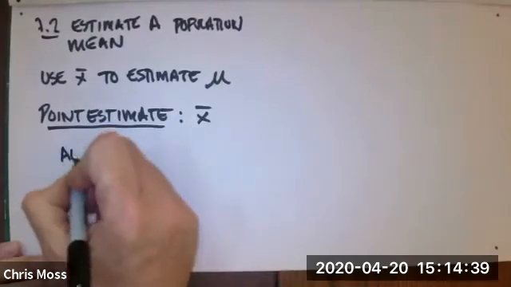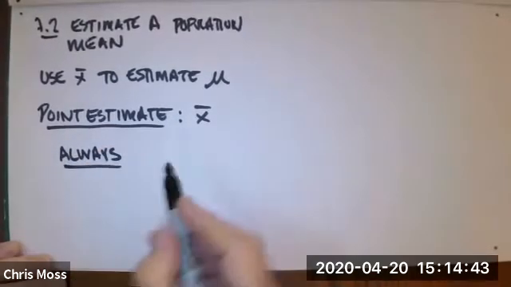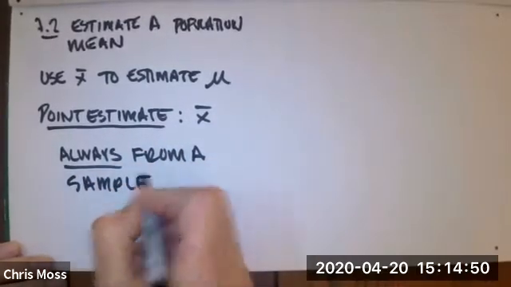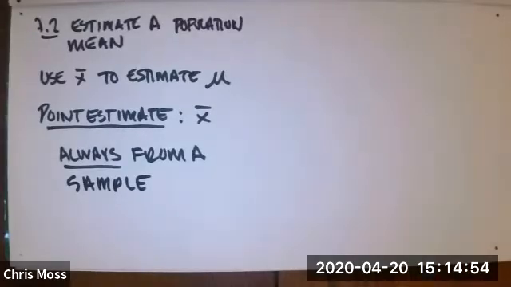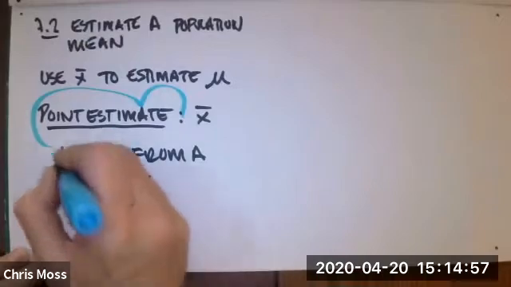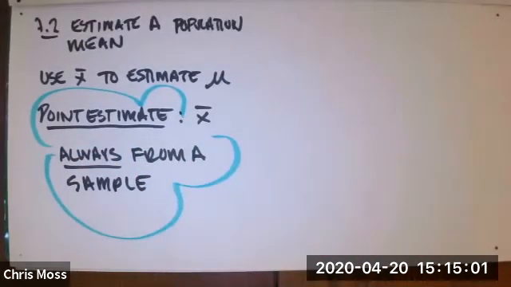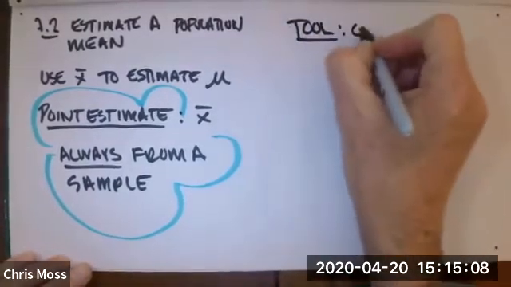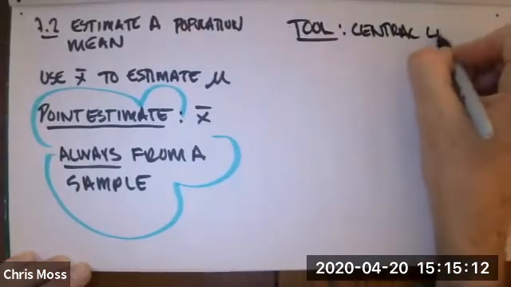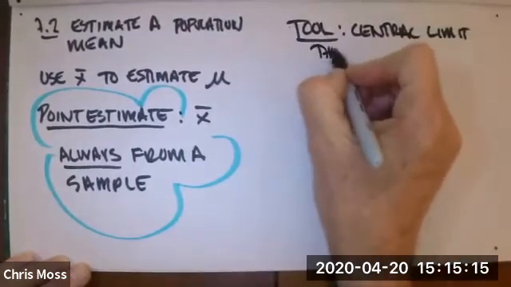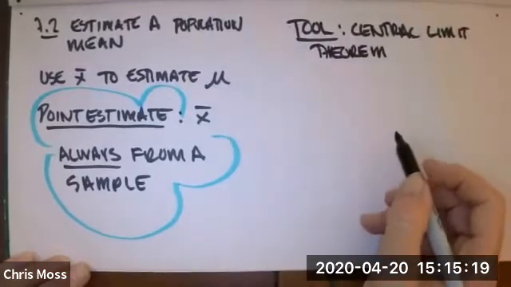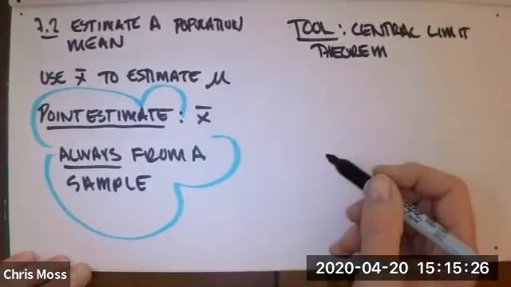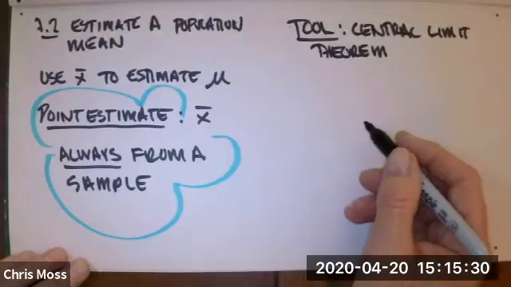That point estimate always comes to us from a sample. If I have a point estimate, I have something from a sample. The basic tool we use is the central limit theorem. The central limit theorem gives us the justification for using a sample to estimate a population parameter. You can go ahead and review that at the end of chapter 6 when you have a chance.